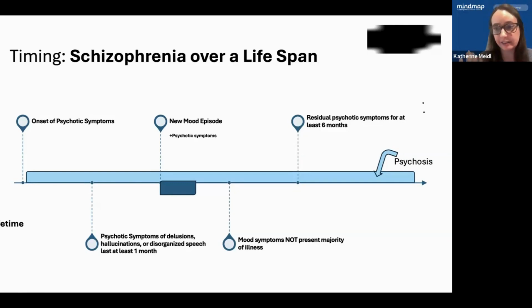So you can absolutely have a depressive episode and schizophrenia. But you really need to think about how much the mood episodes are impacting a patient's life to really understand that diagnosis.